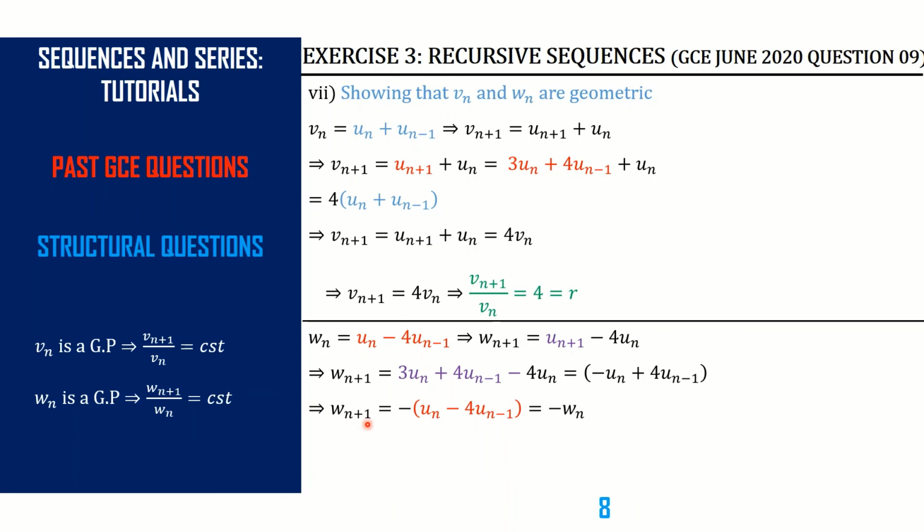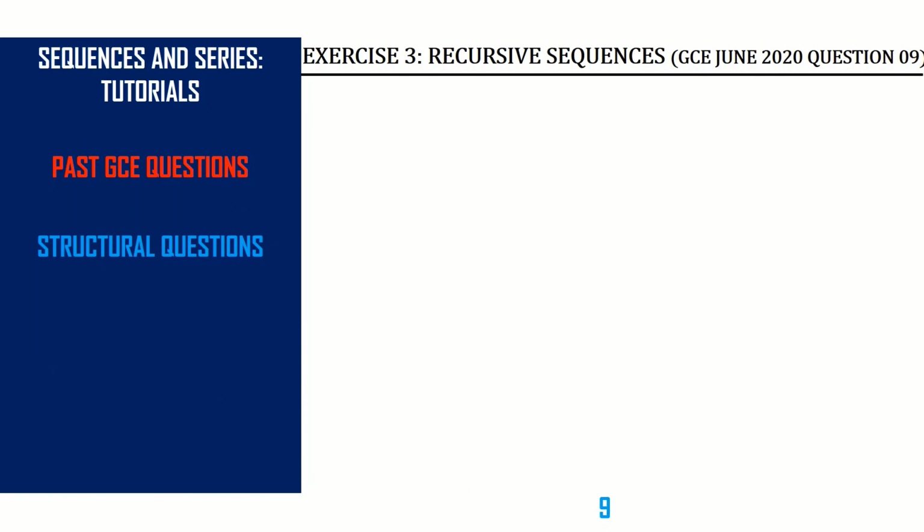So our w of n plus 1 is equal to negative w of n. So w of n plus 1 over w of n is equal to negative 1, which is our common ratio. So we are proving that w of n is also geometric. Alright, so Roman 8, we are expressing v of n and w of n in terms of n.